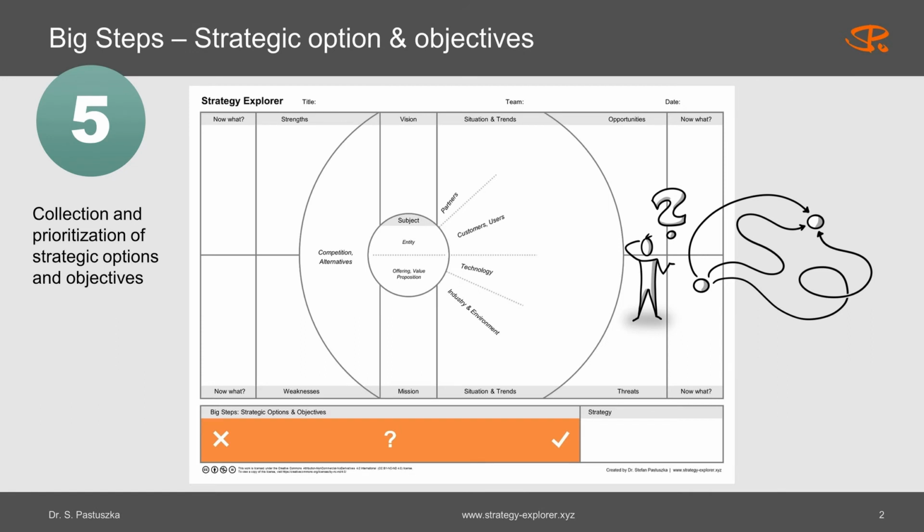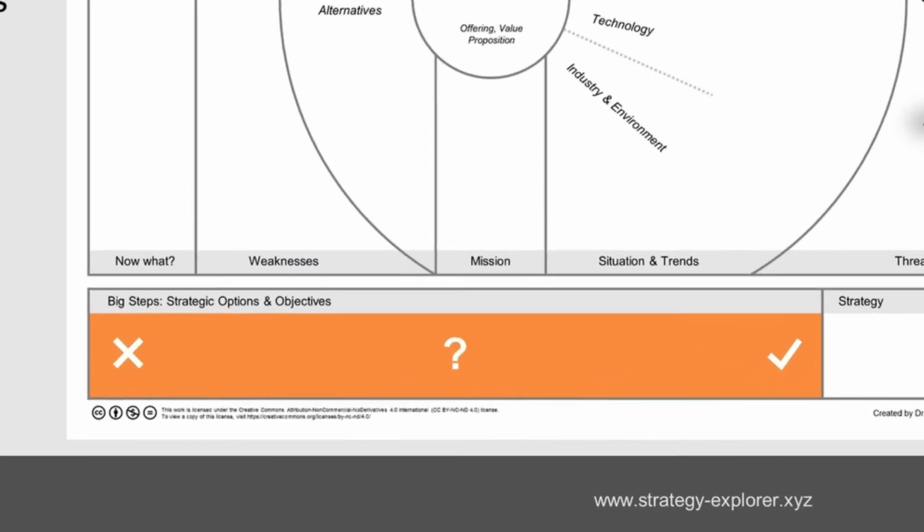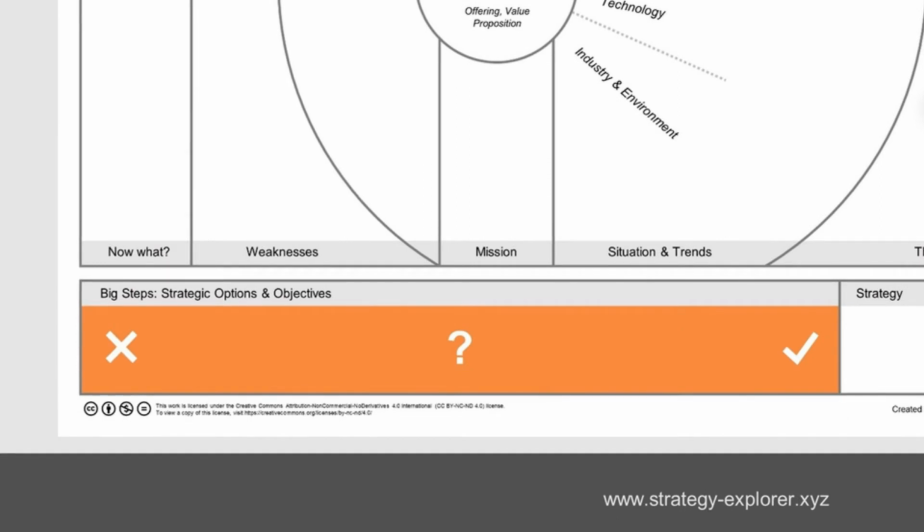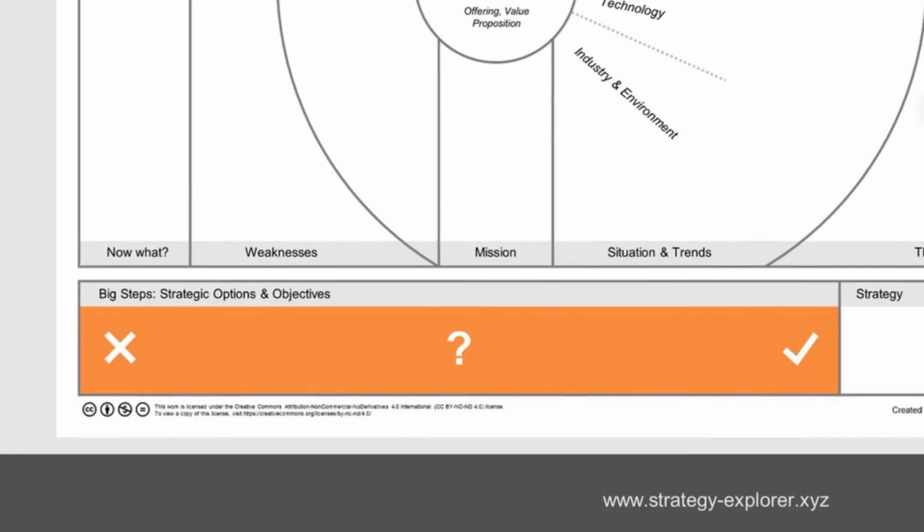After collection, the big steps need to be prioritized in order to find out which of them should be considered for the final strategy and which ones should be ignored. The field Big Steps in the Strategy Explorer provides a simple linear scale to prioritize the options. On the right-hand side, place the options where you say, yes, this should definitely be done. In the middle, those where you are not sure, maybe it is the wrong time or they could be used as add-ons. And on the left-hand side, the things which should rather not be done.